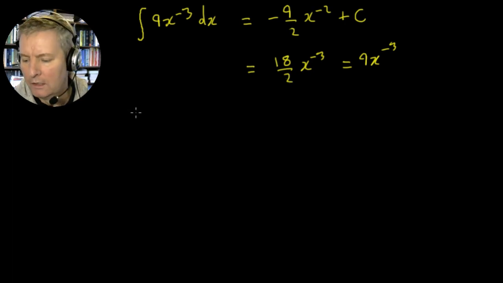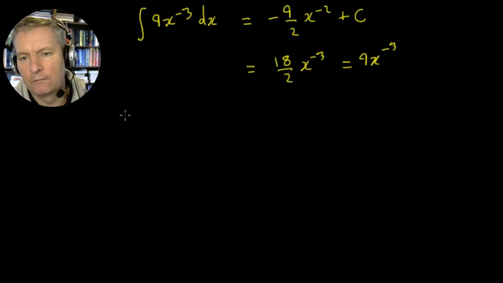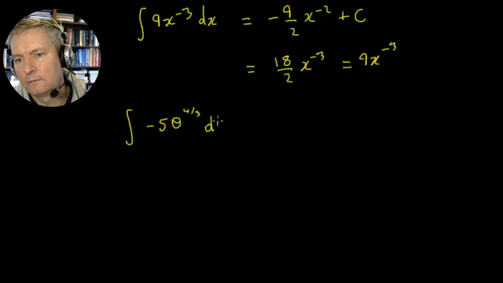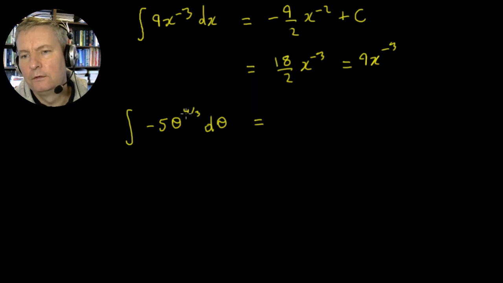So let's try another one here. Let's say we're going to integrate minus 5. Now we'll change it to a different variable here, so we'll call it theta. Minus 5 theta to the power of 4 upon 3 by d theta. So again, we're going to add 1 on and divide. So when we add 1 on to 4 upon 3, we get 7 upon 3.